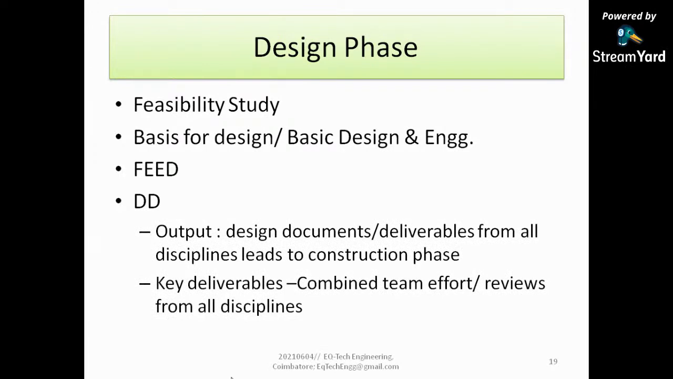What is the output of the detailed design stage? The output will be the design documents or deliverables from all disciplines, and these documents will lead to the construction phase. As I said earlier, the first document will be the foundation drawings, where the construction team will be constructing the foundations. And some key deliverables like the piping and instrumentation diagram require combined team effort. This document will be generated by the process discipline, but the inputs will come from all other disciplines. There are many key deliverables. I just gave an example.